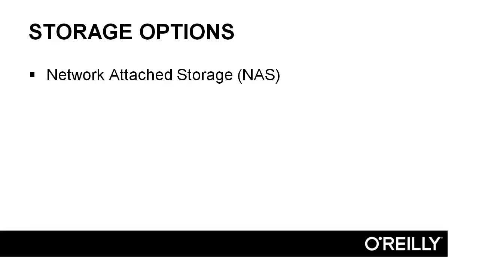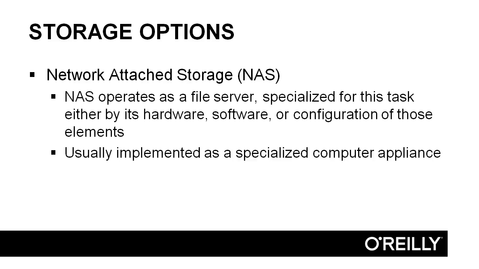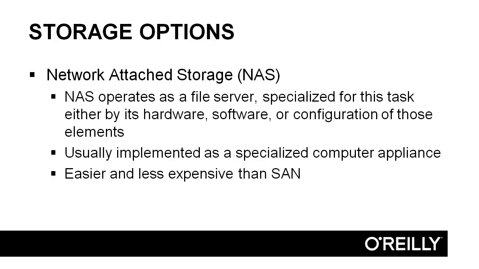And then the last two, network attached storage, or NAS. This operates really as a file server. It's specialized for this task, usually by its hardware, its software, or the configuration of all those elements. Now, this tends to be a device that you just kind of purchase. You set it out there and connect to it, and it's implemented as a computer appliance, and it's simplified, but it's also a centralized network storage. You can access them over wireless and so forth. And so that is just simply called network attached storage. It's easier and much less expensive to set up and maintain than a storage area network, but it's not quite as big or as powerful as a storage area network.